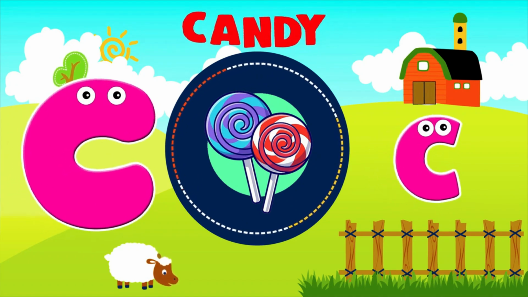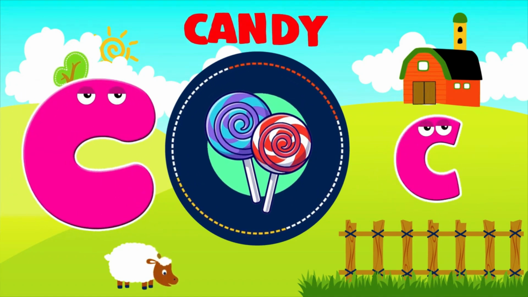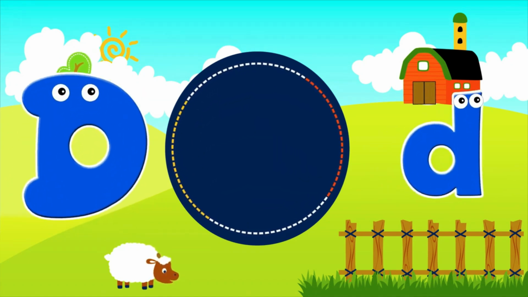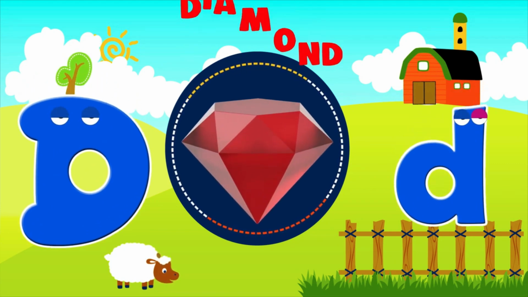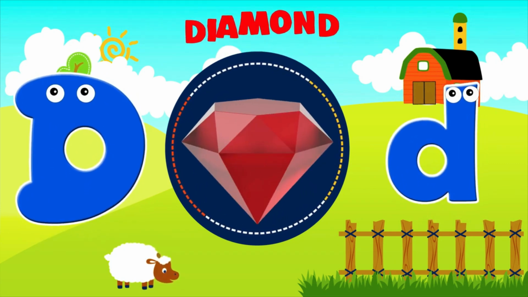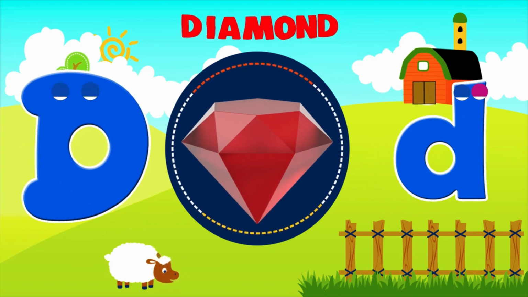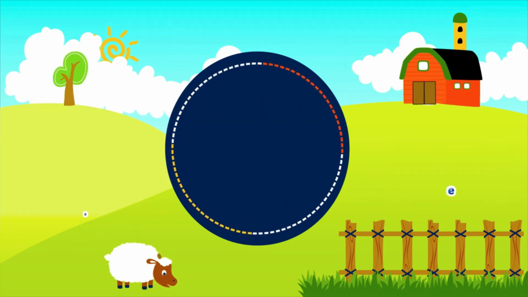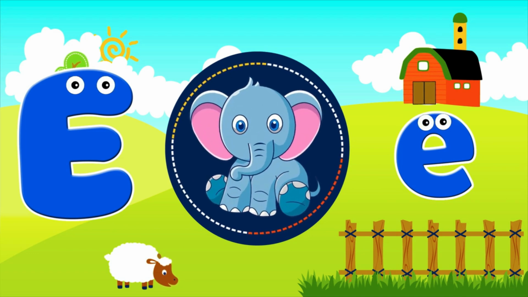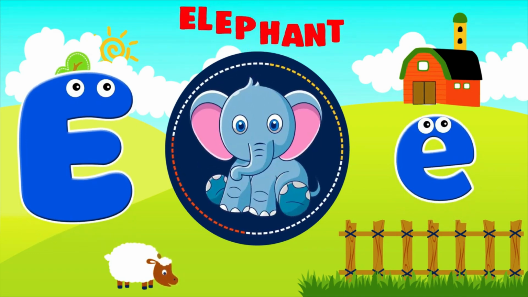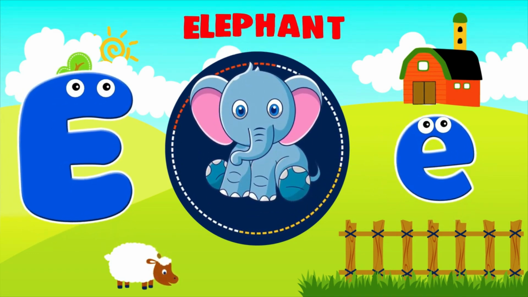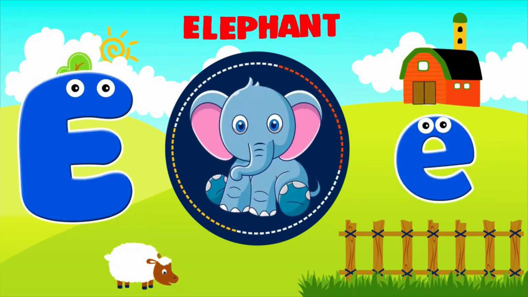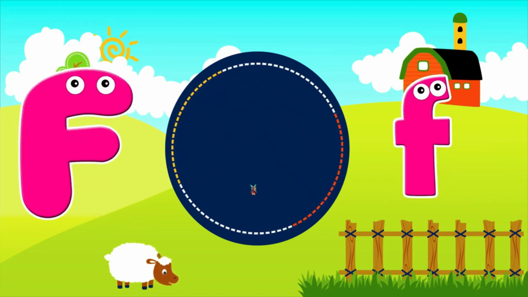D is for diamond. E is for elephant. F is for fairy.